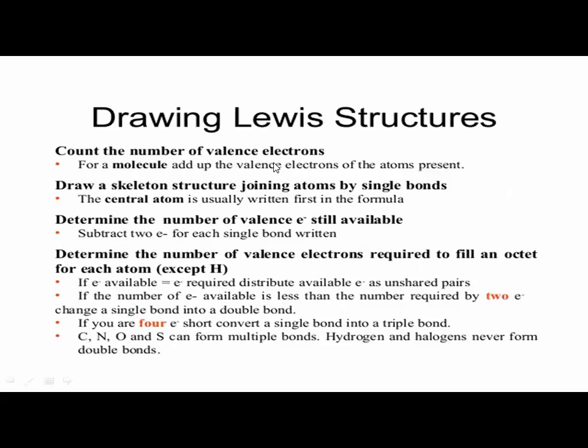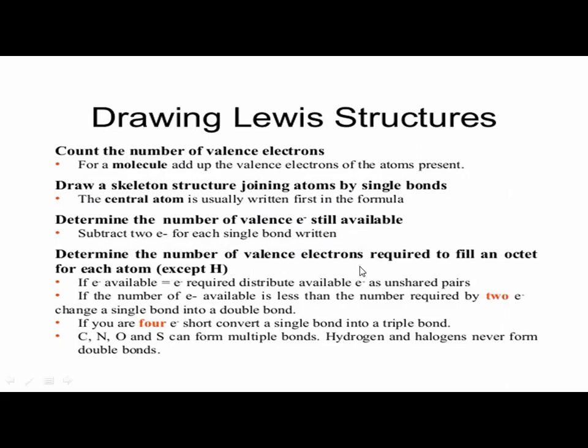So count the number of valence electrons. For a molecule, add up the valence electrons of the atoms. Draw a skeleton structure joining atoms by single bonds. The central atom is usually written first in the formula. Determine the number of valence electrons still available. Subtract 2 electrons for each single bond written.